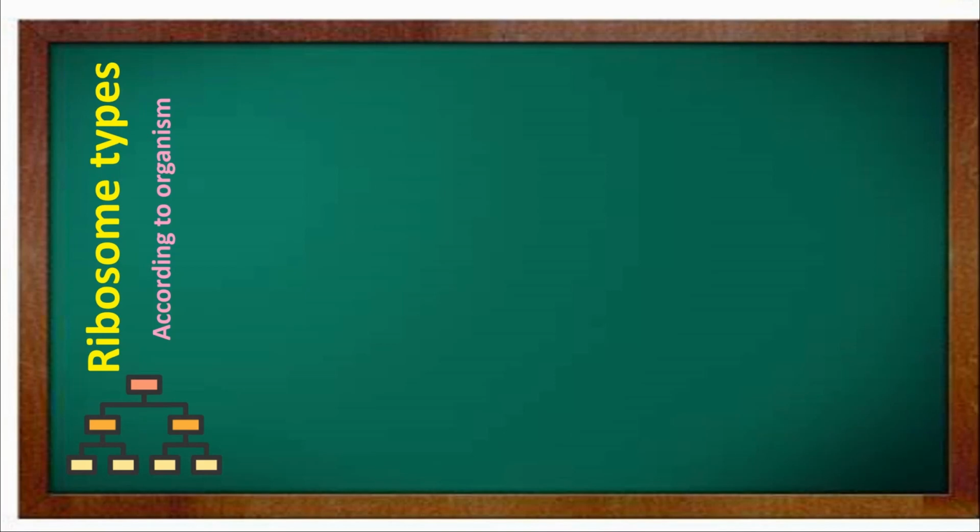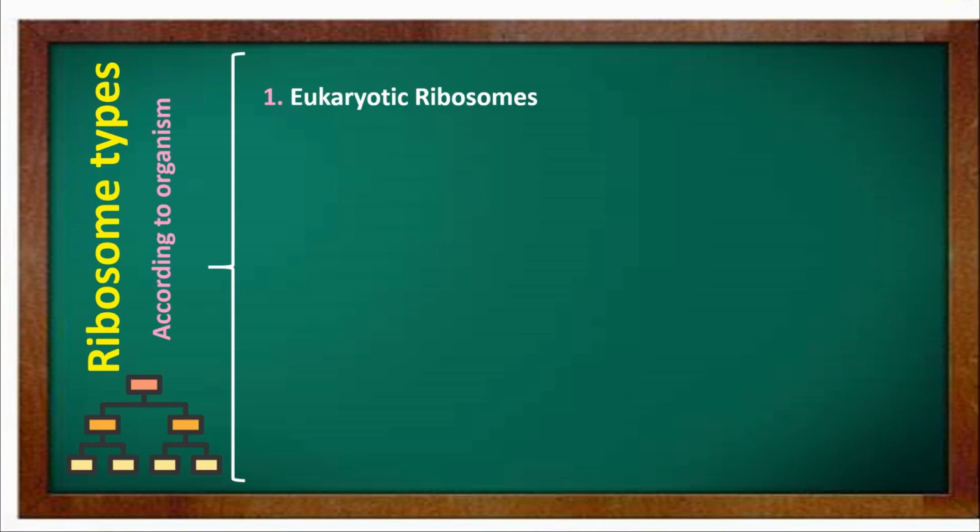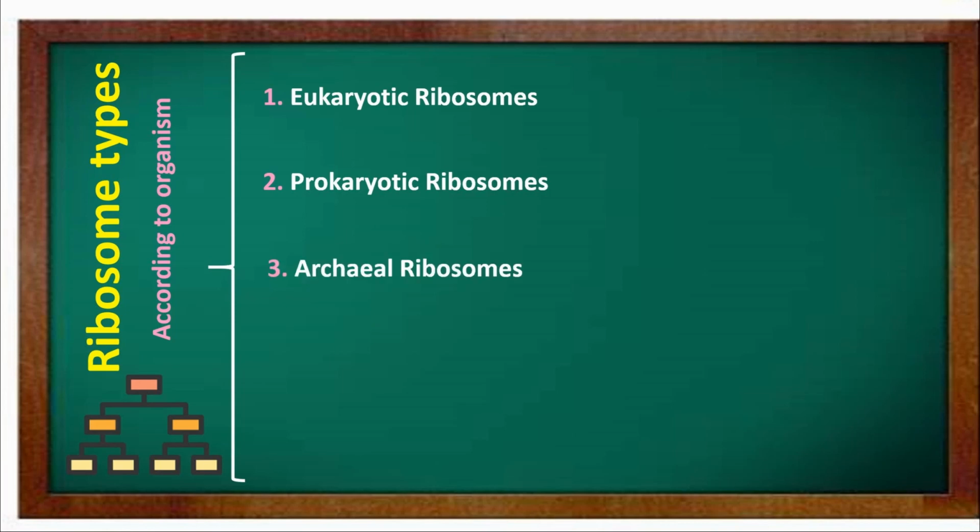Ribosome types. Ribosomes, according to organism, can be divided into 5 groups: eukaryotic ribosomes, prokaryotic ribosomes, archaeal ribosomes, plastiribosomes, and mitoribosomes. Eukaryotic ribosomes. Eukaryotes have 80S ribosomes.